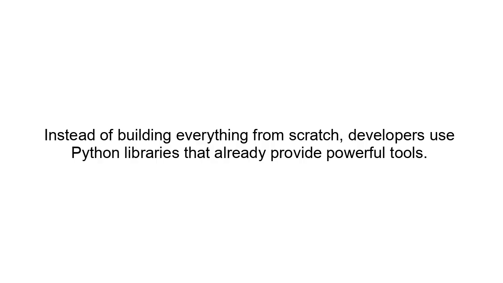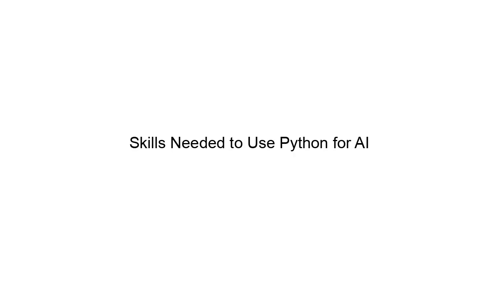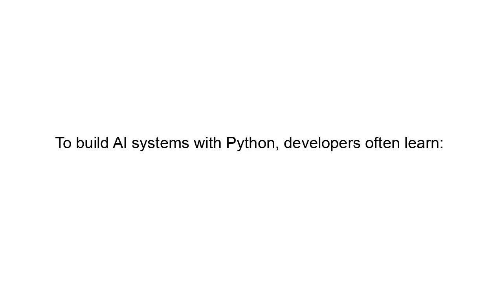Real-life analogy. Using Python for AI is like using power tools to build a machine. Instead of building everything from scratch, developers use Python libraries that already provide powerful tools. This allows them to focus on solving problems rather than implementing complex algorithms from the beginning.